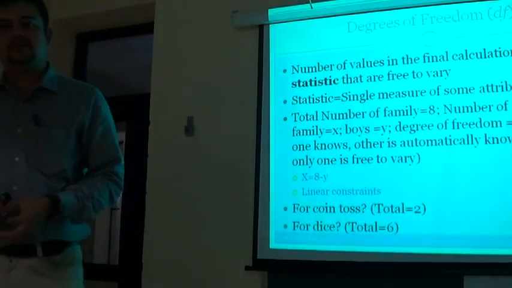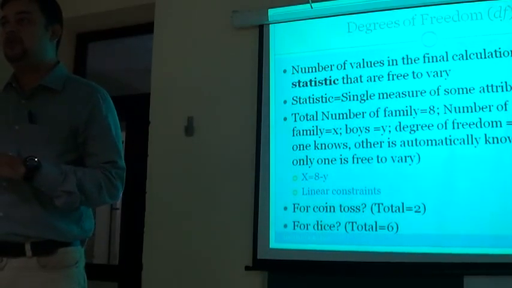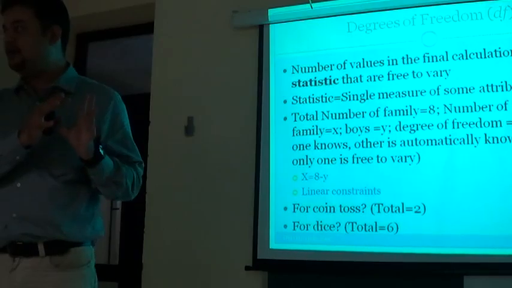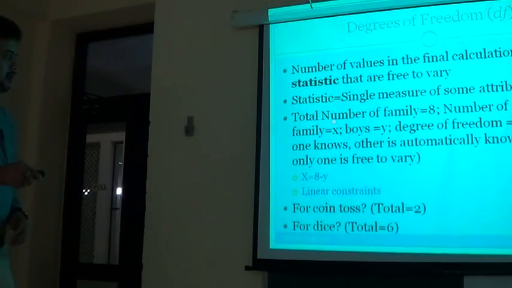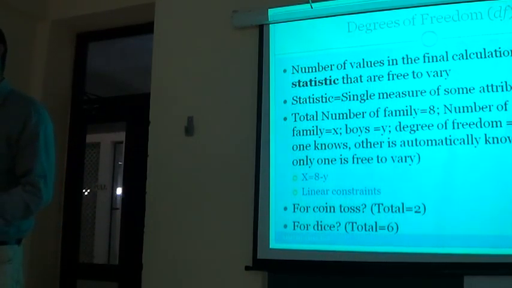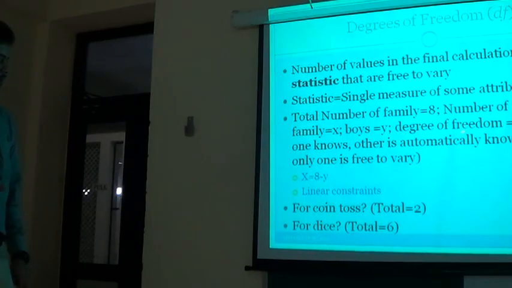So degree of freedom is the number of values in the final calculation that are free to vary. Once you exemplify it, the definition becomes a lot clearer. If I say the total number of members in my family is 8, and the number of girls in the family is X and boys is Y, what is the degree of freedom? It is 1, because if I say girls is 6, then boys is determined. X and Y are both random variables. But if I know the value of either one, the other is automatically known because the total is known. So logically only one is free to vary.